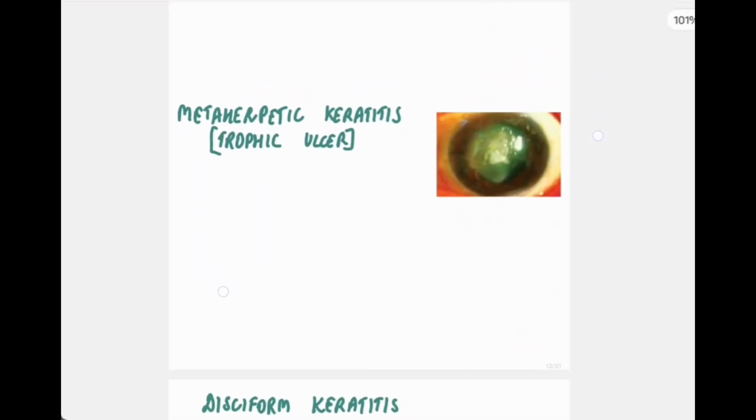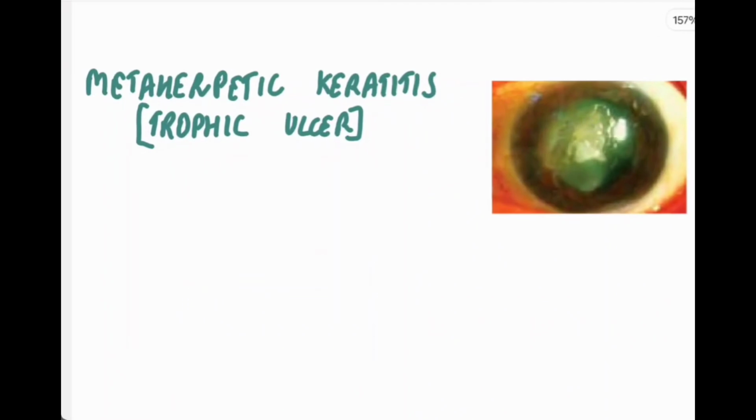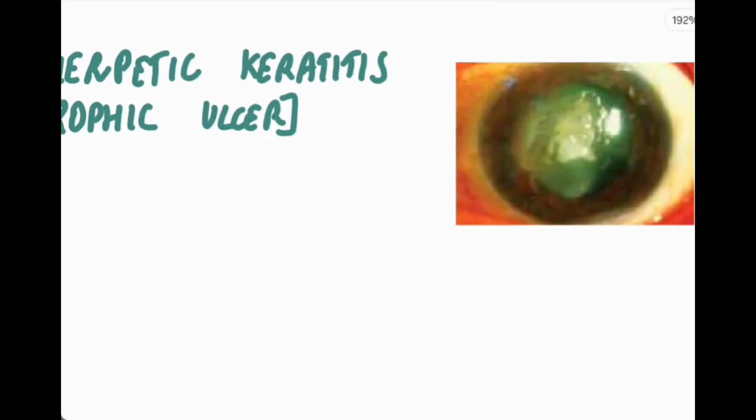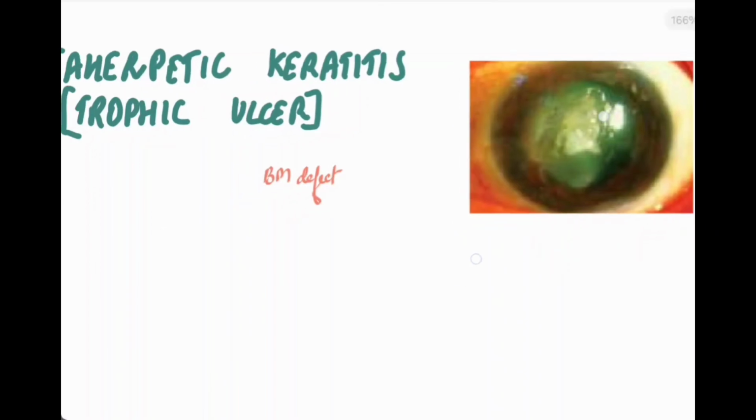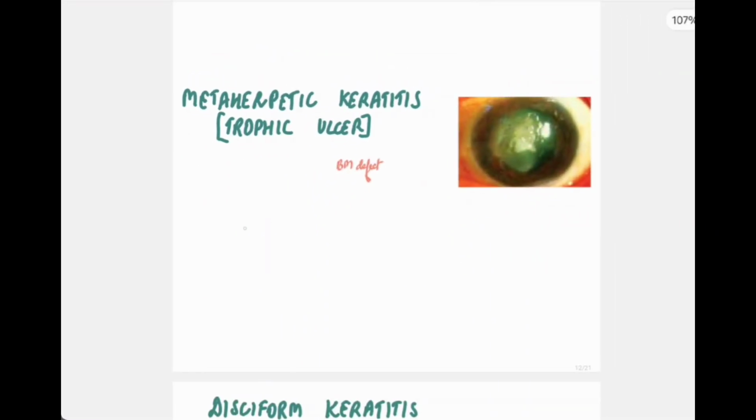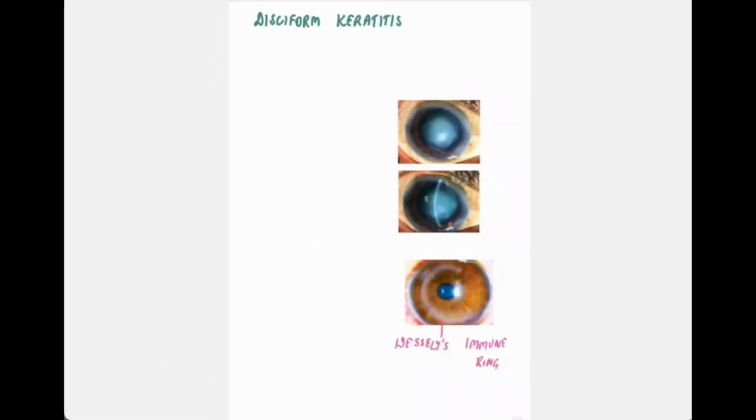Metaherpetic keratitis, trophic ulcer. Occurs due to persistent defects in the basement membrane. Margin is gray and thickened due to heaped up epithelium. It is not an active viral disease. Treated using artificial tears and bandage contact lens (BCL).